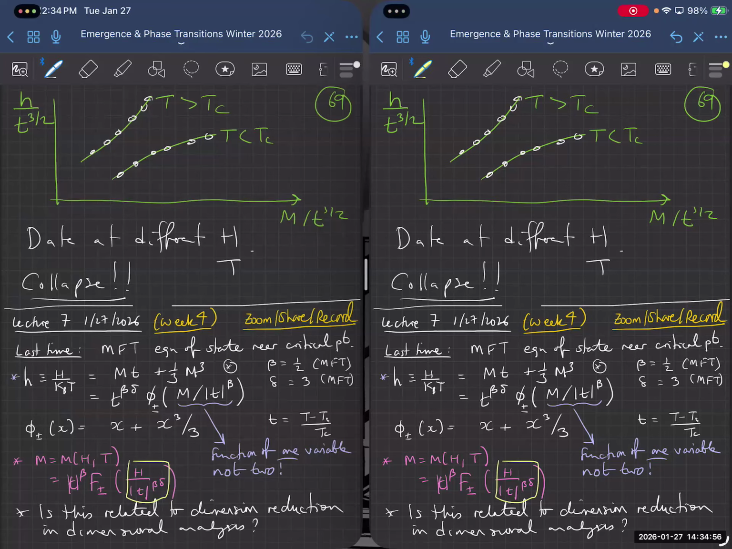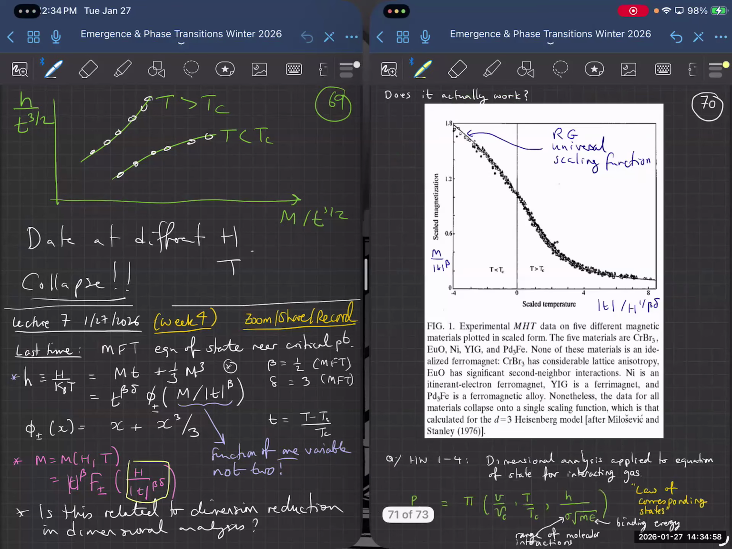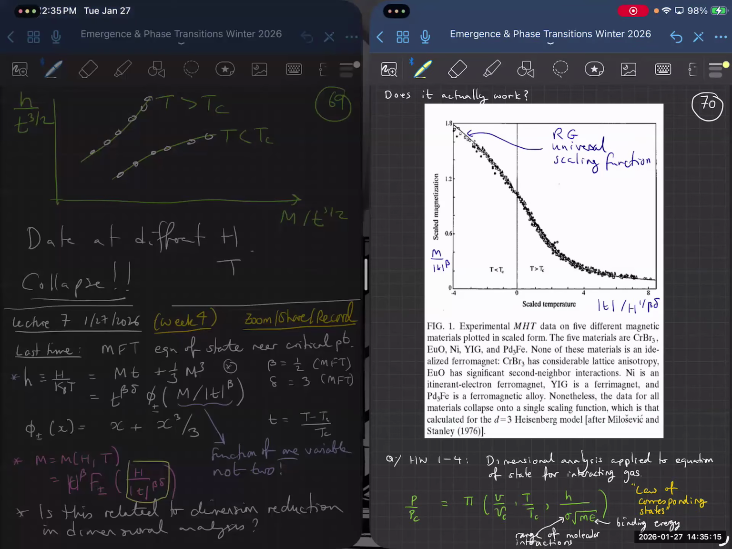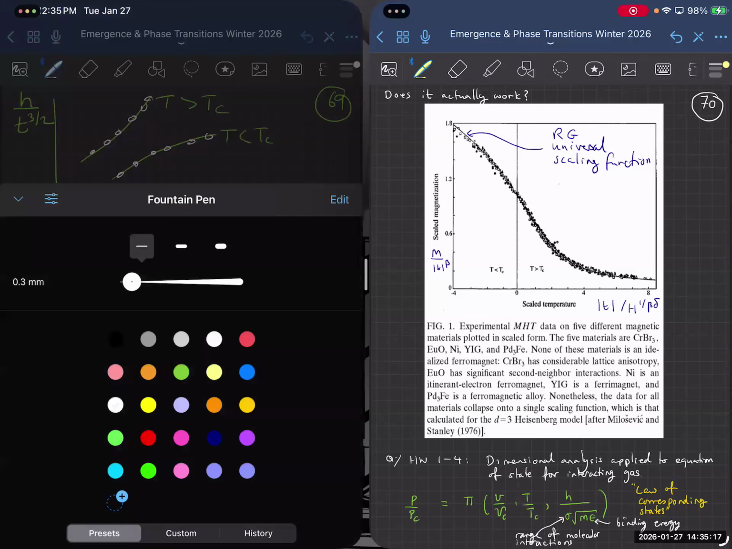So the question is, is this the same thing that we would see? Let me show you, first of all, how it works. Here on the right-hand side is the magnetization scaled in the way that theory predicts, and at the bottom is the temperature scaled in the way that theory predicts. So what do I mean by saying that? Let's have a look over here on the left.